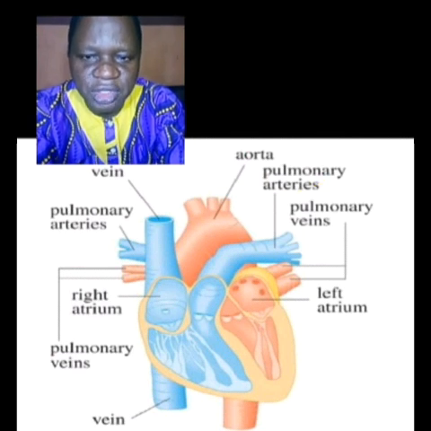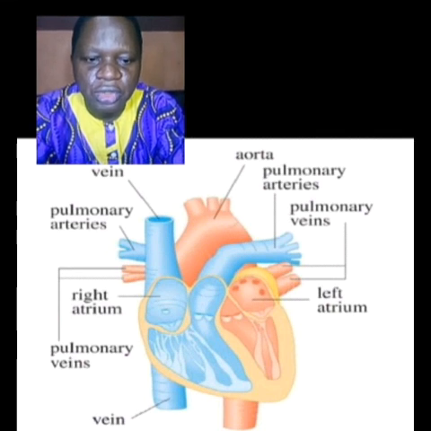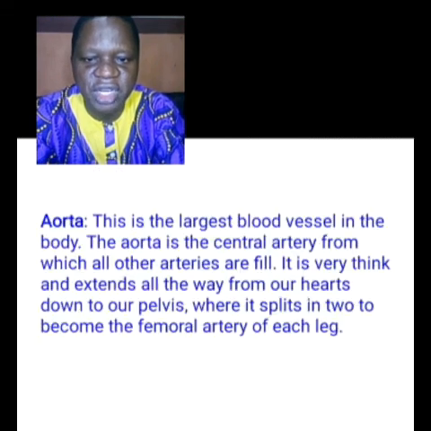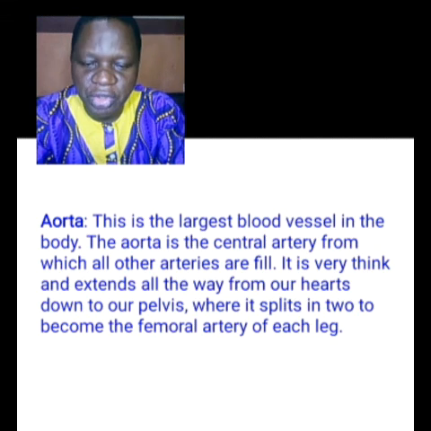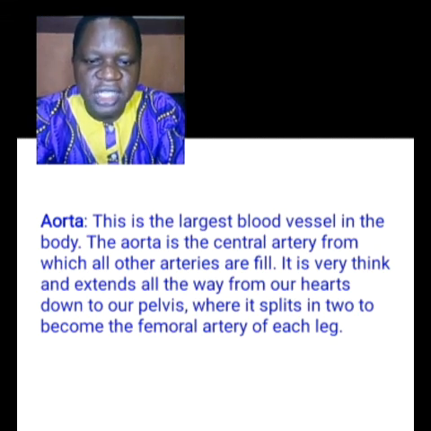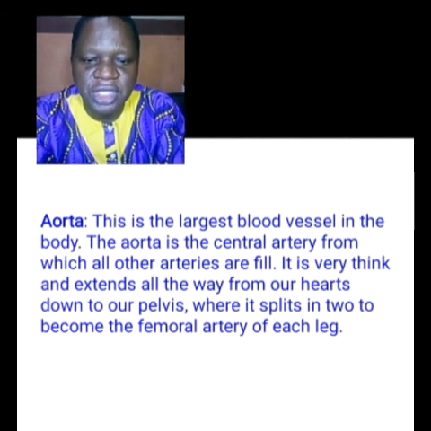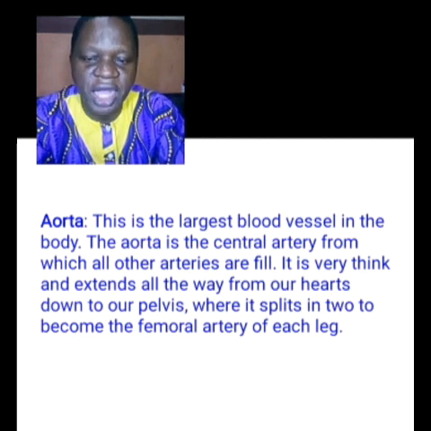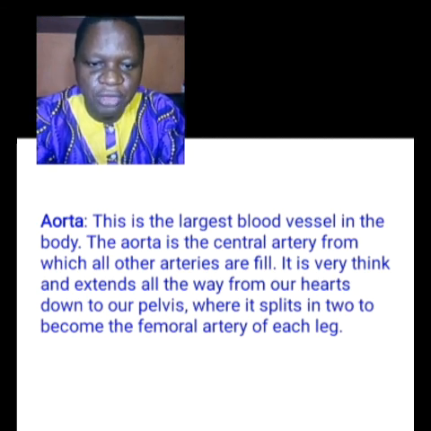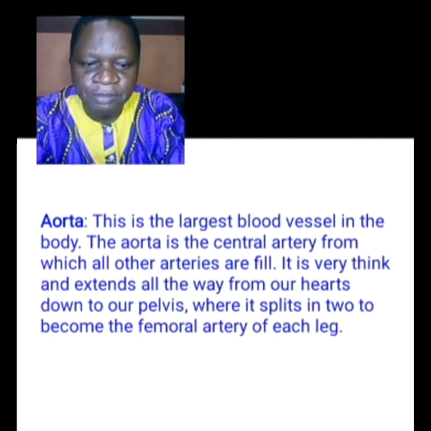Let's talk about the aorta now. The aorta is the largest blood vessel in the body, and basically it is a central artery from which all the other arteries fill. That means the aorta is the one that supplies all the other arteries that move blood around the body. It is very thick and extends all the way from our heart down to the pelvis. At the pelvis, it then splits into two to become the femoral artery of each leg.